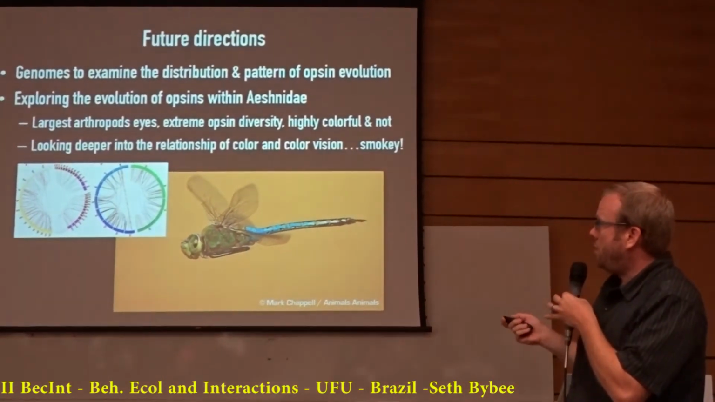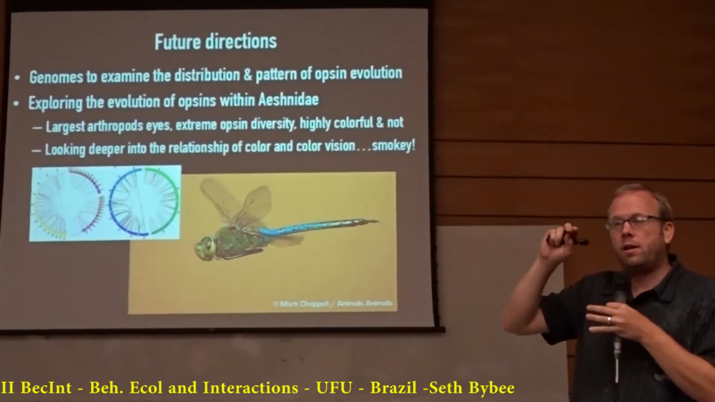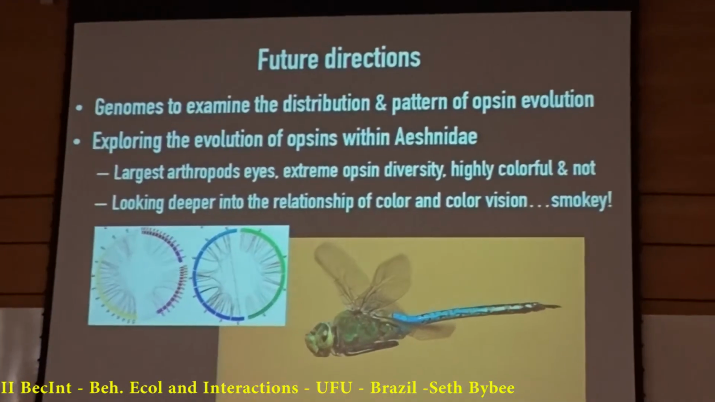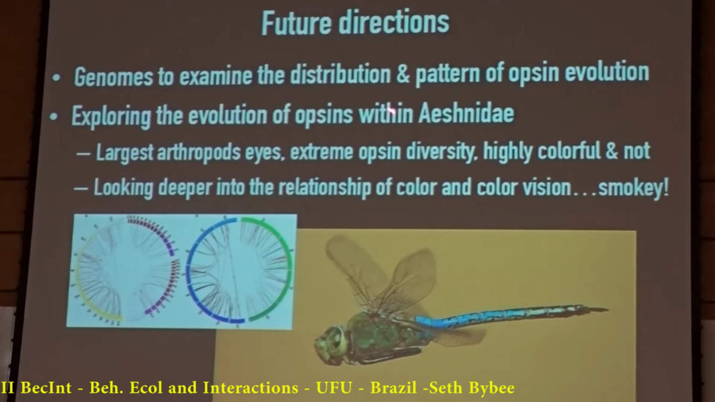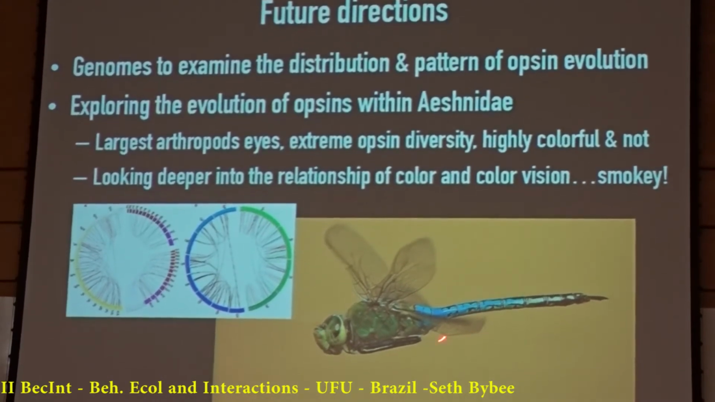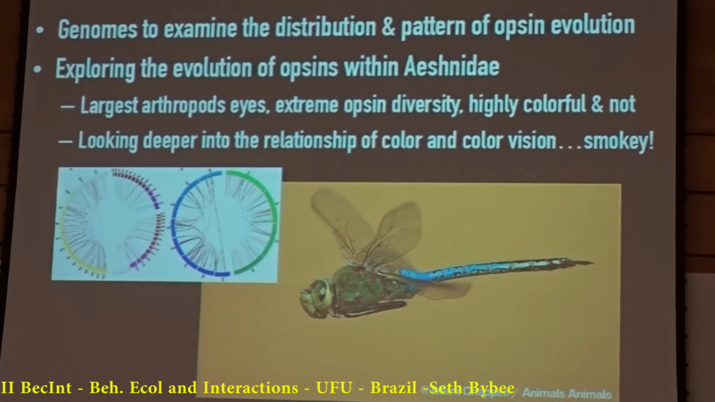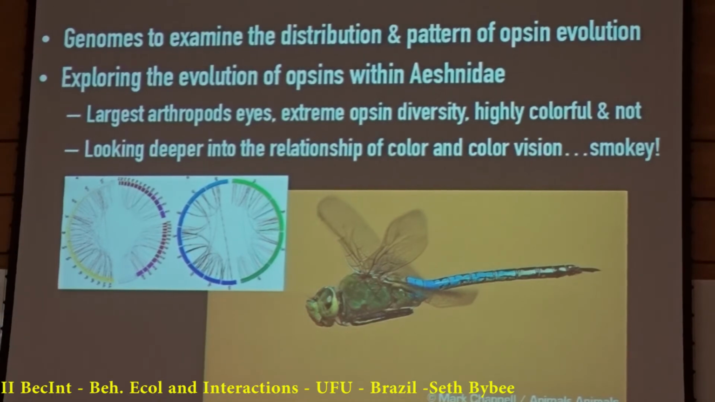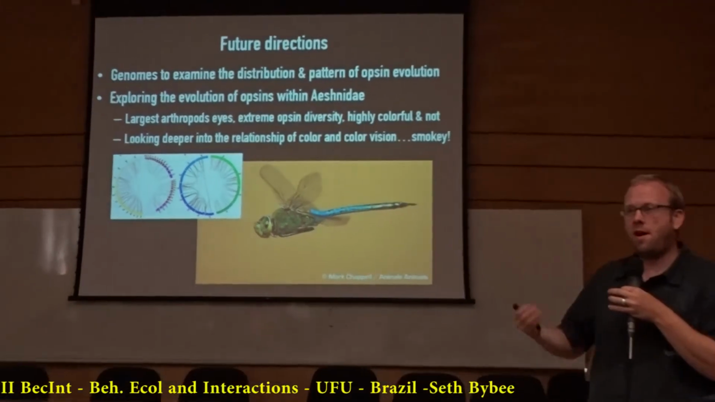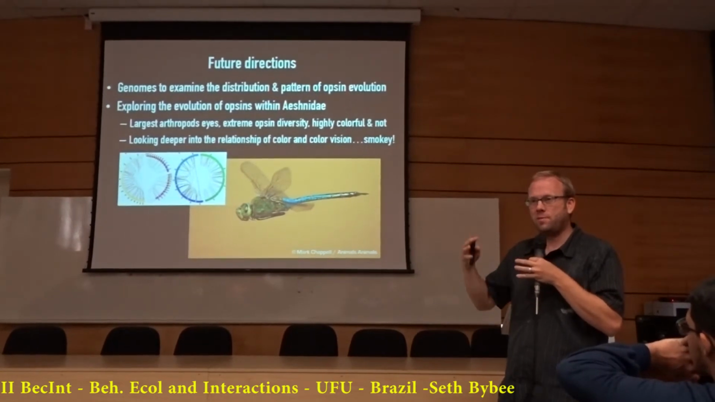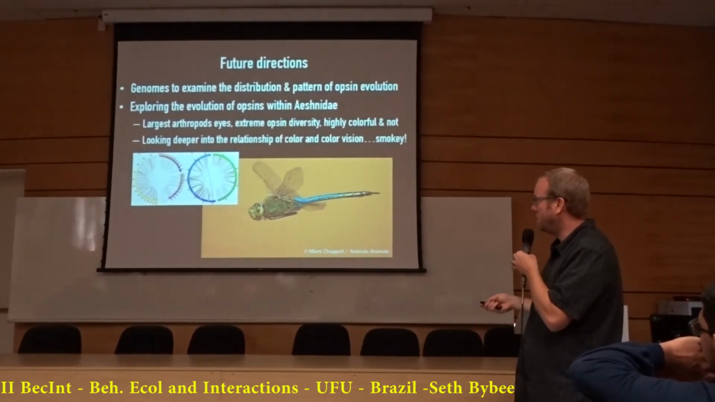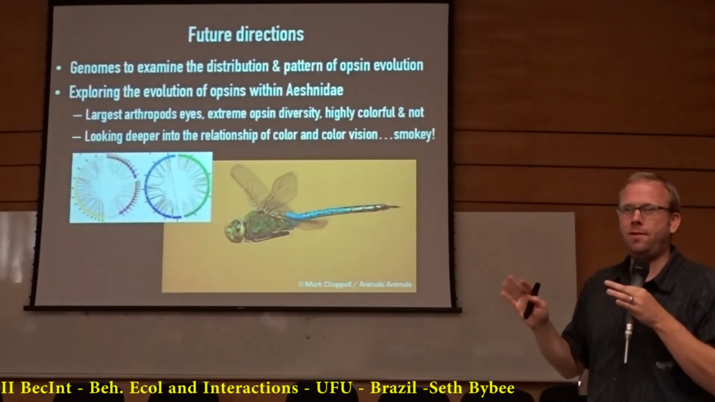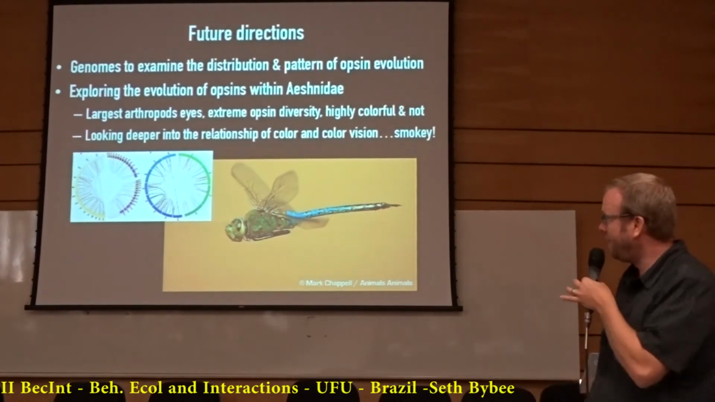So in future directions in our lab, we're looking at genomes to look at how the opsins are distributed in the genome, how they're duplicated, how they're evolved, how they're selected for. And then we're exploring evolution of opsins within Aeshnidae. So these are Aeshnids here. These organisms have the largest compound eyes of any arthropod. They have extreme opsin diversity, and they're highly colorful. And then some are not. Some are just pure brown, and some are extremely colorful. So it sets up a nice comparison for us. And then we're looking deeper into the relationships of color and color vision. Like I said, it's really smoky. We don't have a lot of fire yet, but we're working on it.